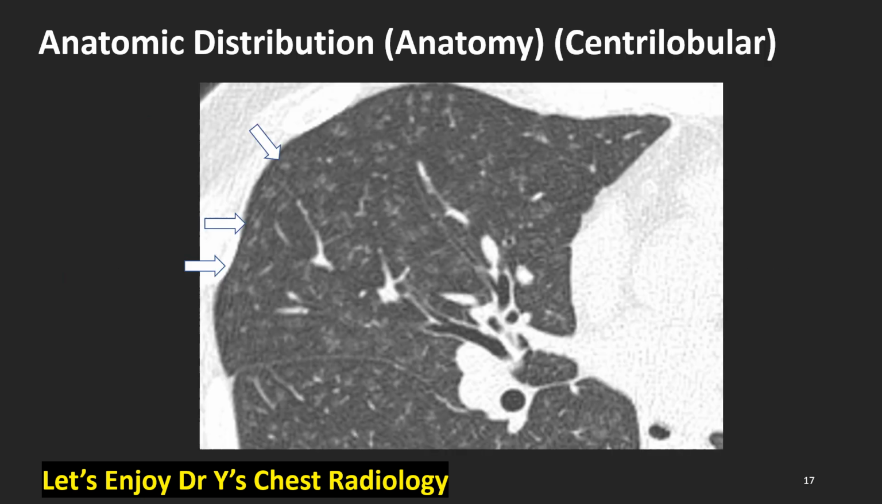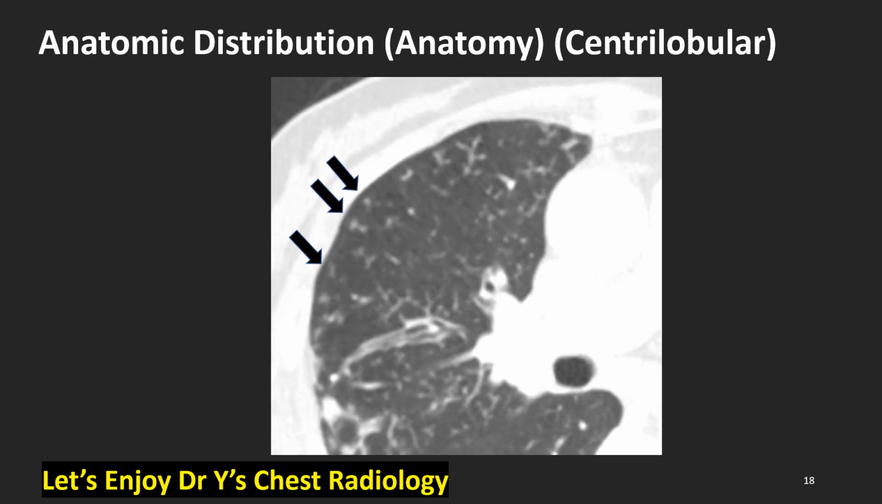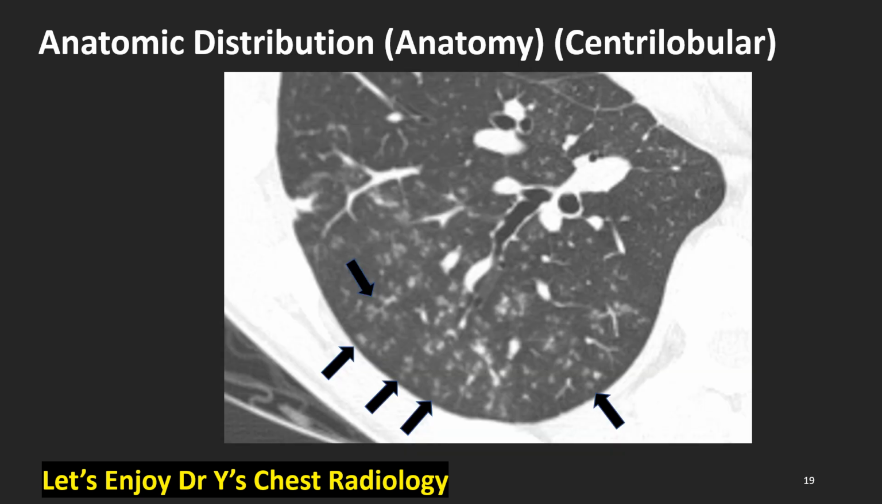Anatomic distribution, centrilobular. The arrows indicate the centrilobular pattern. This is a hypersensitivity pneumonitis patient. Again, the arrows indicate centrilobular. This is a non-tuberculous Mycobacterium pulmonary disease patient. Arrows also indicate centrilobular. This is a tuberculosis patient.